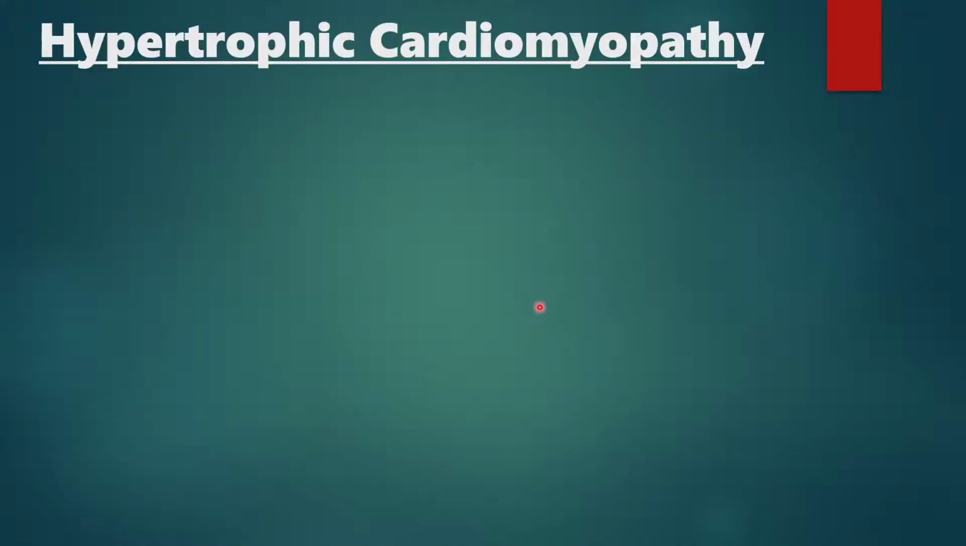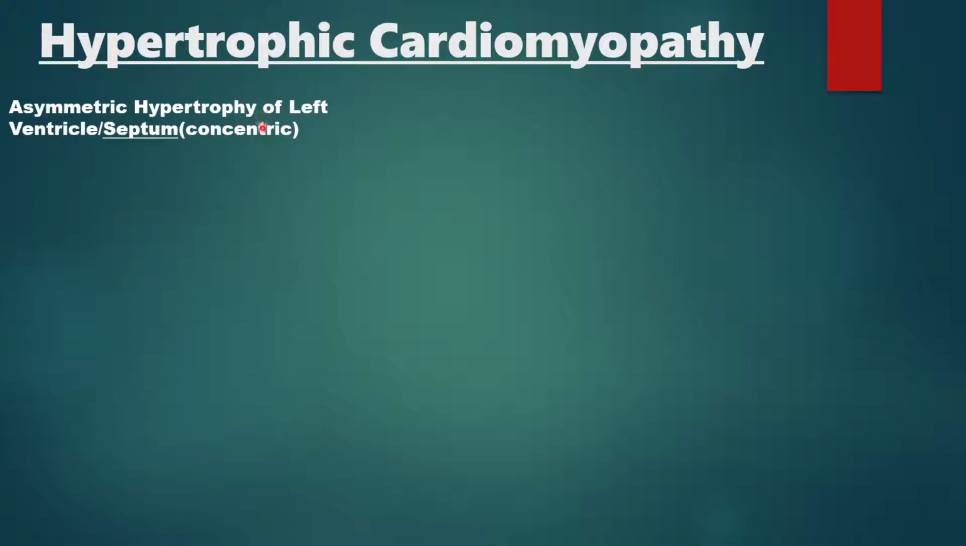Okay, so in hypertrophic cardiomyopathy, hypertrophic just means the heart muscle wall is getting much thicker. So it's kind of the opposite of what we saw in dilated cardiomyopathy. And so specifically, there's an asymmetric hypertrophy of the left ventricle with the septum. So the septum is actually thicker than the ventricle, just by a little bit. And this is, again, concentric.